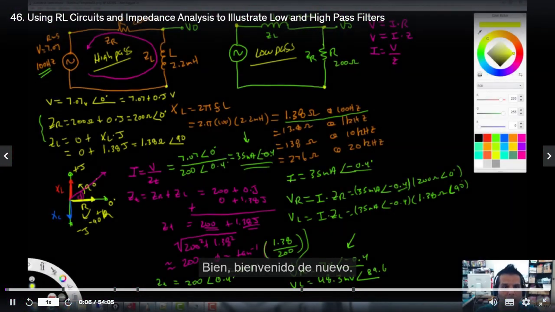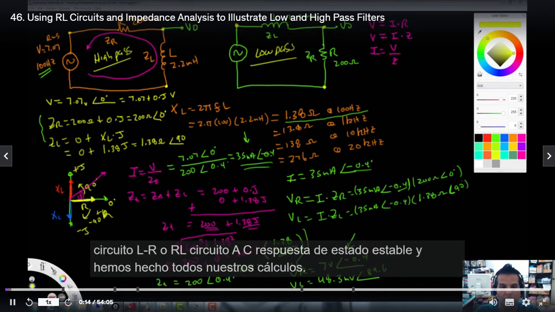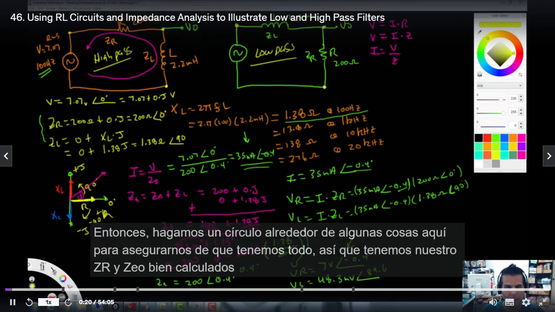All right, welcome back, and we just took a brief pause there to pick up in the same material. So we're going over the LR circuit or RL circuit, AC steady state response, and we've done all our calculations, and so let's circle a few things here to make sure we've got everything.